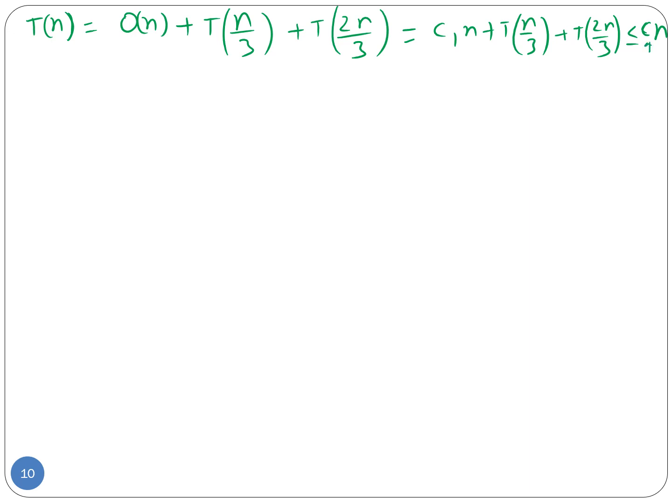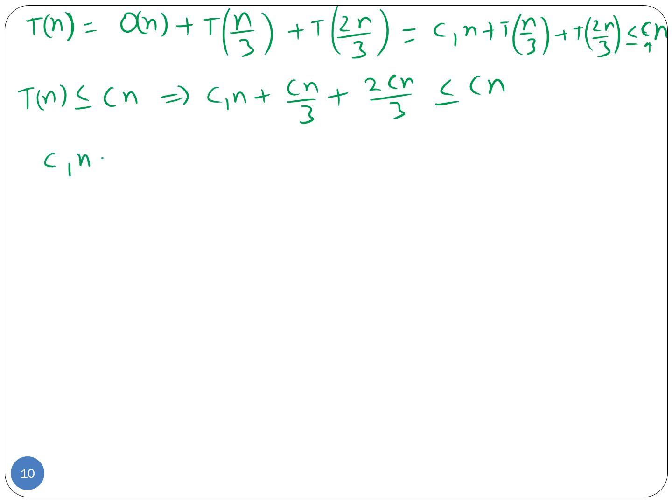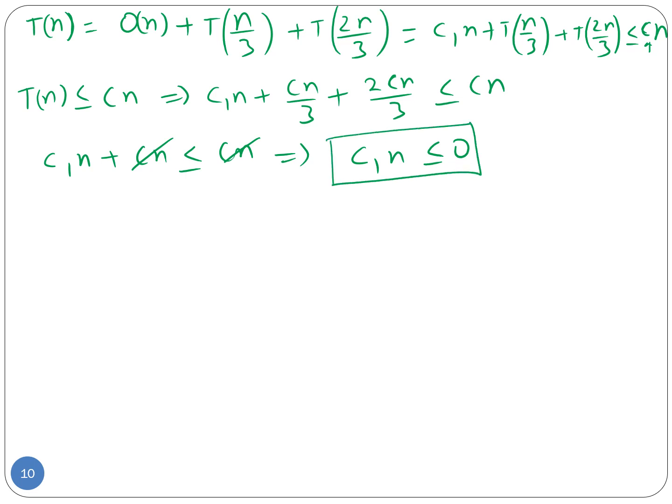So we have T of n smaller than or equal to cn, which implies substituting this value in the recurrence, we get c1n plus cn by 3 plus 2 times cn by 3 should be less than or equal to cn. Right, now let's see whether we can find such a positive constant c for which this inequality holds. If we simplify this, we'll get c1n plus cn is less than or equal to cn, so this cn and cn cancel out, which implies that c1n should be less than or equal to 0. So essentially this is possible only if c1n is negative or 0, right?